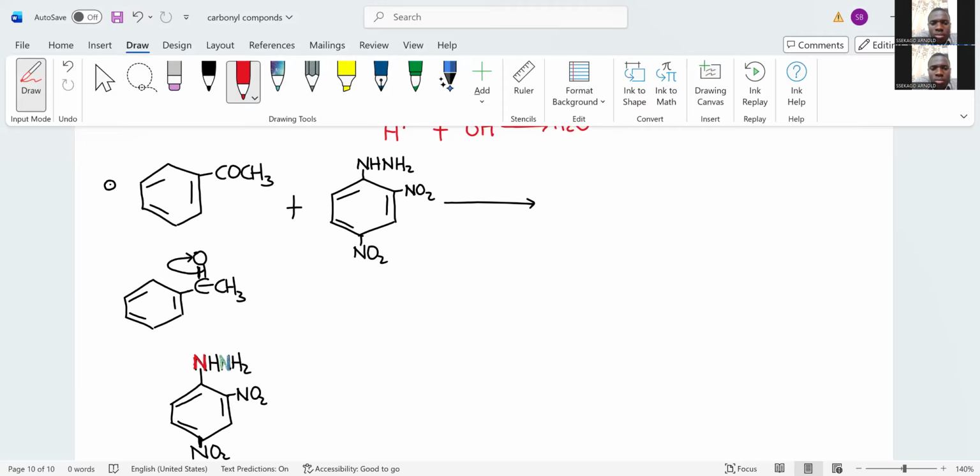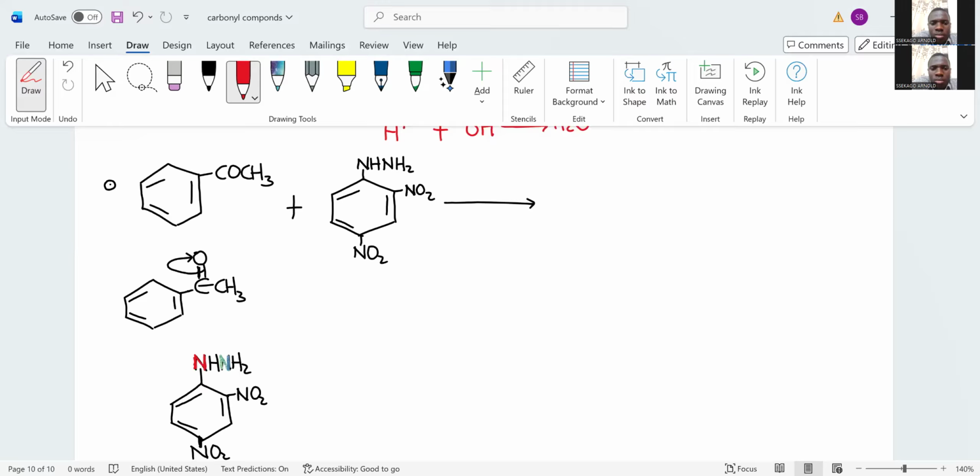From your discussions with your instructors on the effect of substituents on the benzene ring on the rate of reaction, your instructors highlighted that so long as you have a nitrogen bonded directly to benzene, I repeat, the nitrogen bonded directly to the benzene has no lone pairs of electrons.